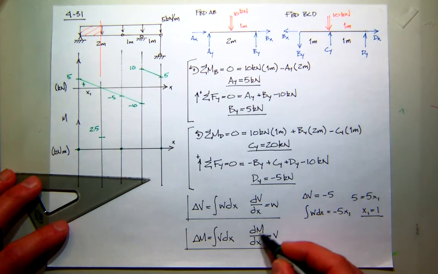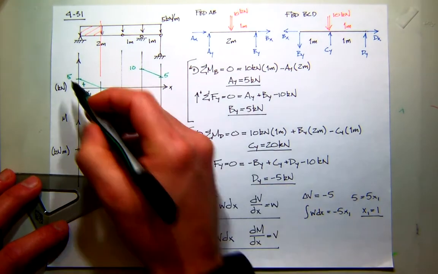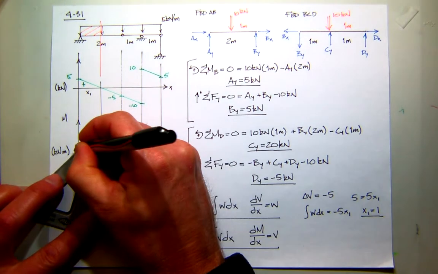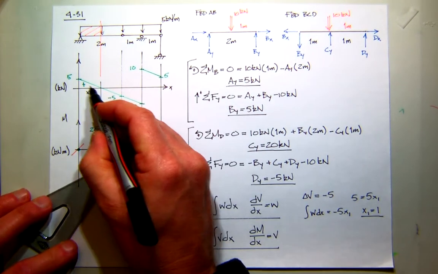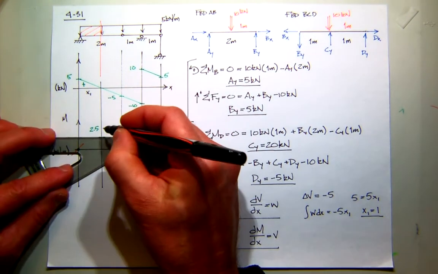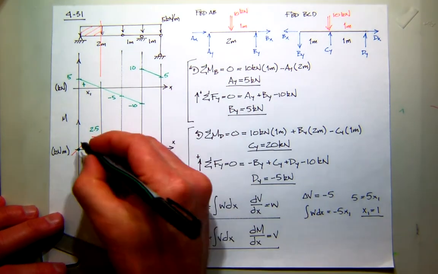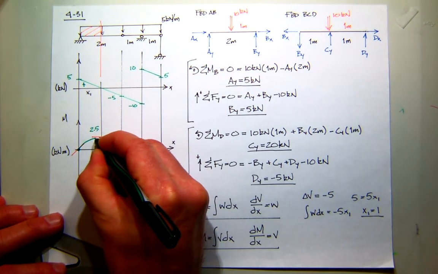Now what's the slope? It's equal to the shear. The shear starts off at what value? A positive value, and slowly decreases to 0. So those should tell you how your quadratic curve is shaped.